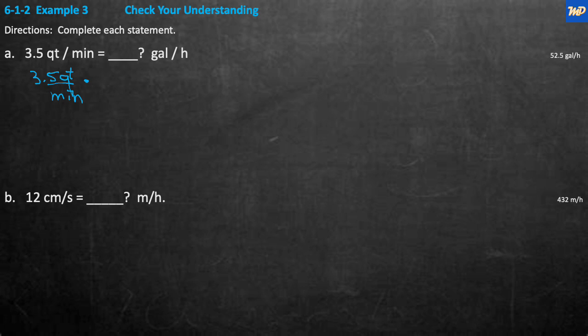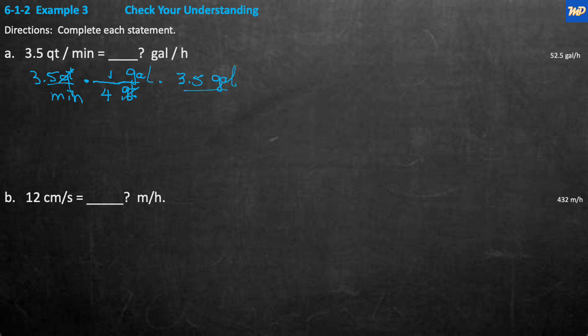In order to get rid of the quarts, I'm going to draw a line and put quarts on the bottom, and gallons on top. So now I've got gallons per quart. And how many gallons per quart? 1 gallon per 4 quarts. And when I do that, the quarts cancel because quarts divided by quarts is 1. So now I have 1 gallon over 4, so it's 3.5. We're going to write it out one more time. 3.5. The quarts are gone, and what's left now is gallons.